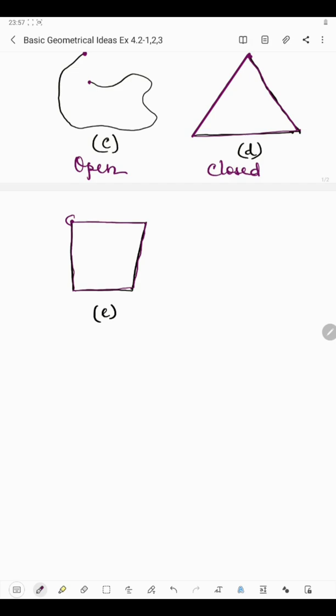Okay, so which one is an open curve and which one is a closed curve? In an open curve we can see that the starting point and ending point are different. That means end points are different in an open curve. And what is a closed curve? One in which the starting point and finishing point are the same. Like in this figure, the starting point and finishing point are the same, so it's a closed figure. Okay, now coming to the next question.